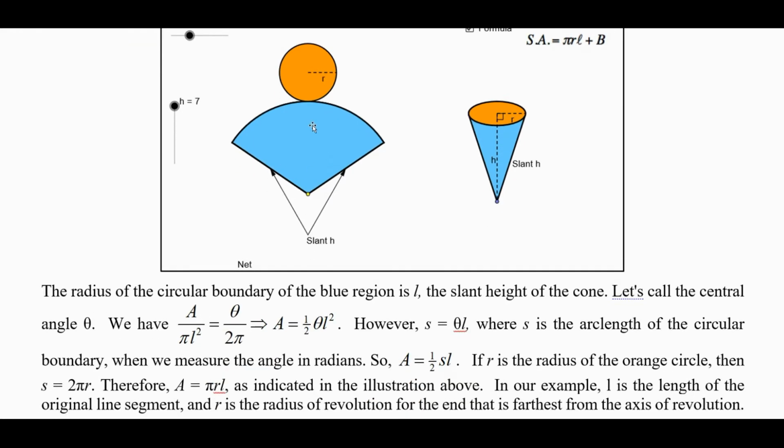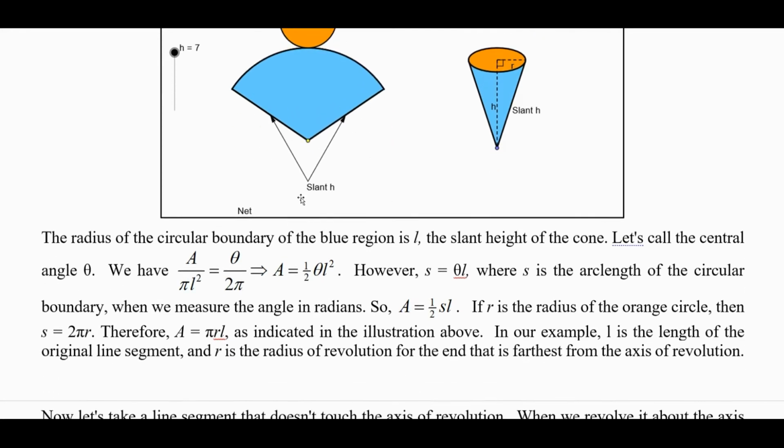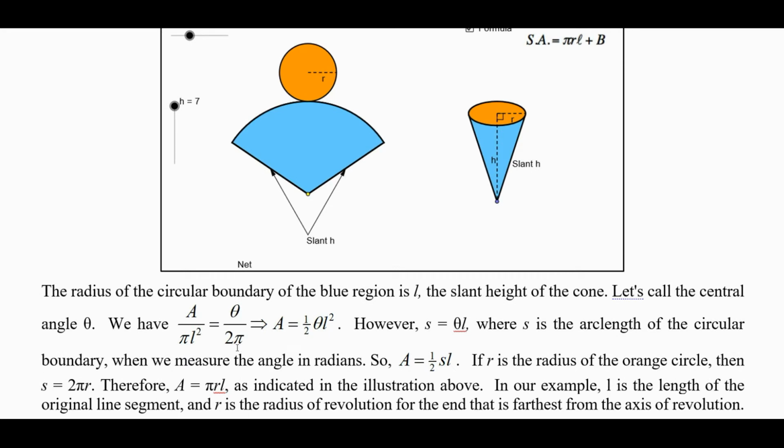So the area of this is proportional to that angle. In other words, that area is to the full area of a blue circle, if we would finish it all out, which is pi times the radius squared. Well, the radius here is L. So pi L squared is the area of a full circle, and we have a fraction of that. So A is to that as theta is to the full angle going all the way around, which is 2 pi. Solving for A, we multiply by pi L squared on both sides. The pi's cancel, so we get 1/2 theta times L squared.